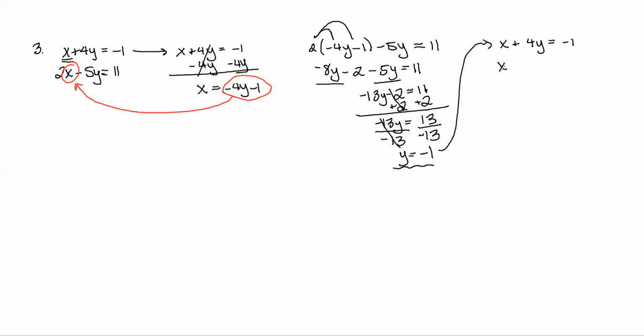So we get x plus 4 times negative 1 equals negative 1. So x, 4 times negative 1 is negative 4 equals negative 1. Add 4 to both sides, and we get x equals 3. So our solution here is the point 3, negative 1.